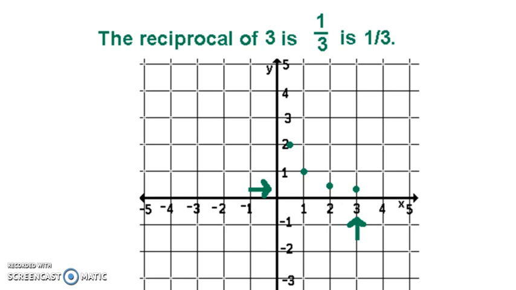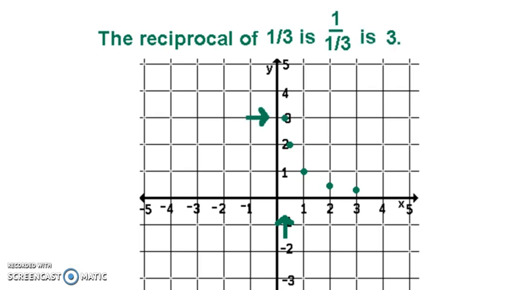Reciprocal of 3 would be 1/3. And you can kind of see that this graph is starting to curve a little bit. The reciprocal of 1/3 is 3. So it gets bigger.